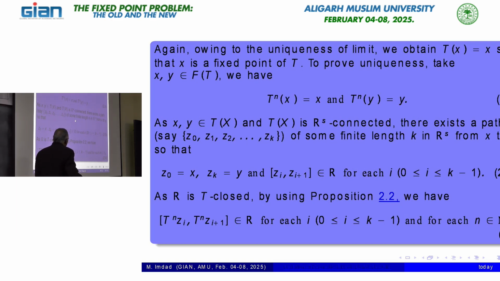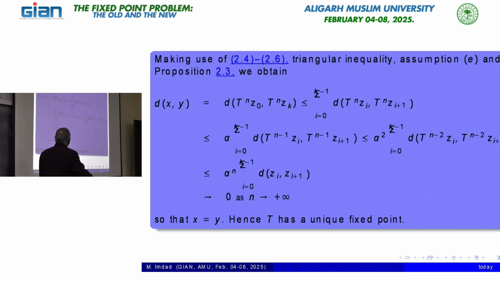Now, as R is T-closed, by using proposition 2 we have this, and for each n belonging to n naught, you have here d(x, y), and you have put this thing d(T^n x, z naught), T^n z naught, T^n z k, and now you utilize those points z 0 to z k just by putting over here this inequality.